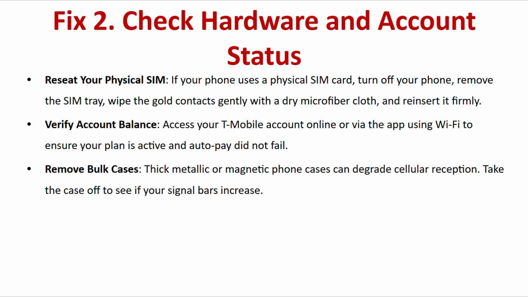Next is to verify account balance. Access your T-Mobile account online or via the app using Wi-Fi to ensure your plan is active and autopay did not fail. Next, remove bulk cases. Thick metallic or magnetic phone cases can degrade cellular reception. Take the case off to see if your signal bars increase.